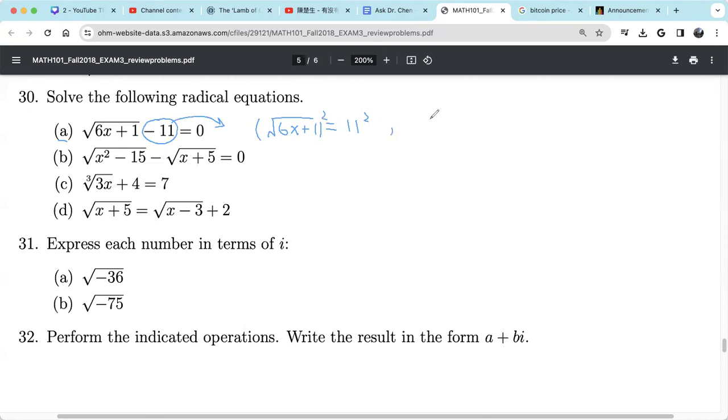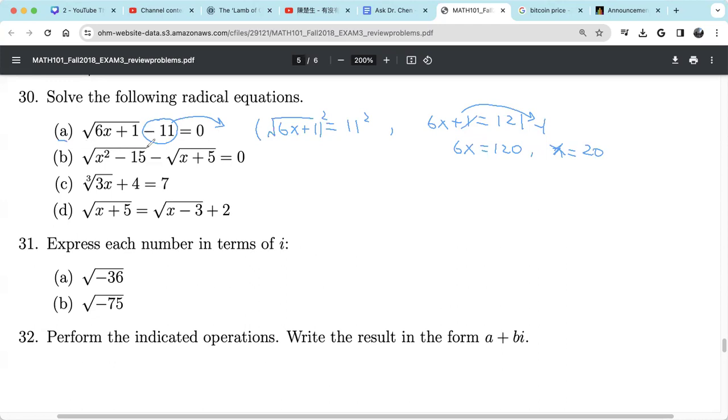We square both sides, we get 6x plus 1 equals 11 squared, which is 121. Then we move this 1 to the other side, right? It becomes minus. So we get 6x equals 120. Then we divide by 6 on both sides. So 120 divided by 6, that's 20. So the solution is x equals 20 for A.